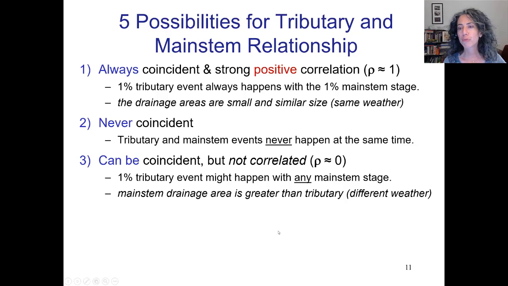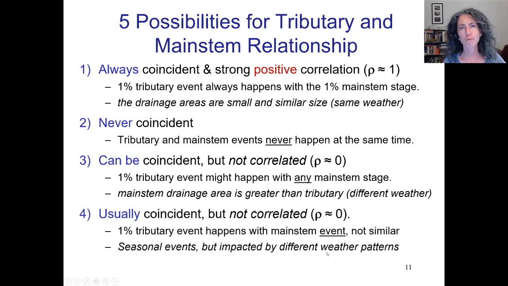Okay. Number 3 is that they can be coincident, but they're not really correlated, right? So the 1% tributary event might happen with any main stem stage. We can have this situation when the main stem drainage area is much greater than the tributary. So maybe the main stem is the Ohio River and the tributary is the Kanawha. So maybe they're experiencing different weather that's driving the flows on the tributary and on the main stem.